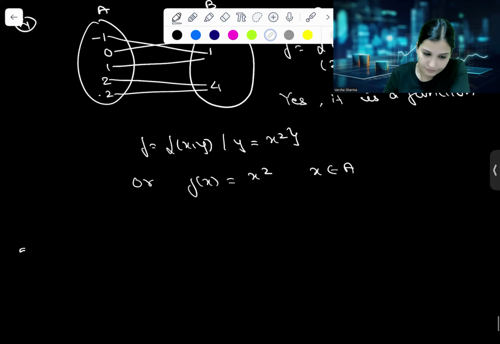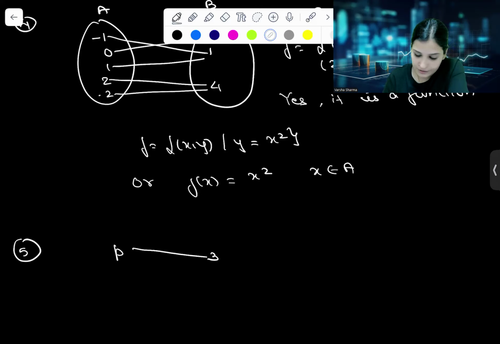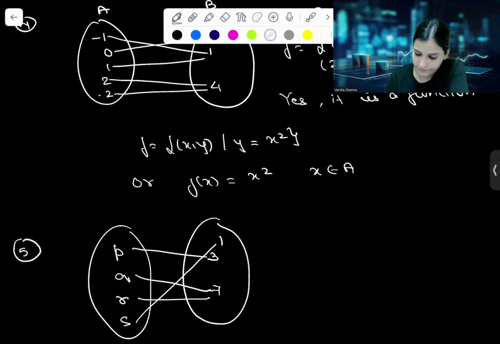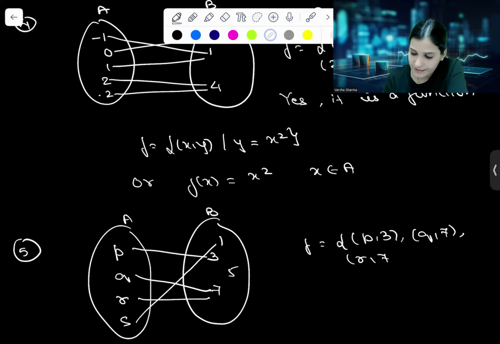Question number 5. P is paired with 3, Q is paired with 7, R is paired with 7, S is paired with 1. Write the relationship represented here. That means we can only write the pairs here: P3, Q7, R7, and S1.